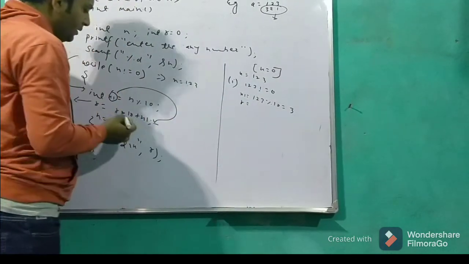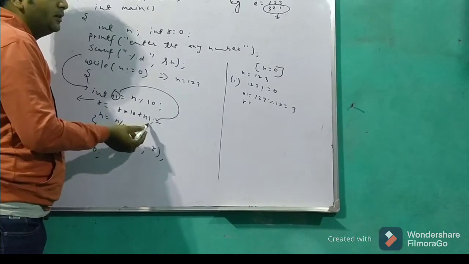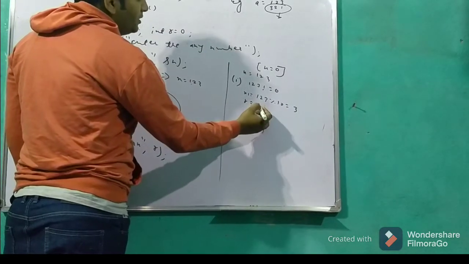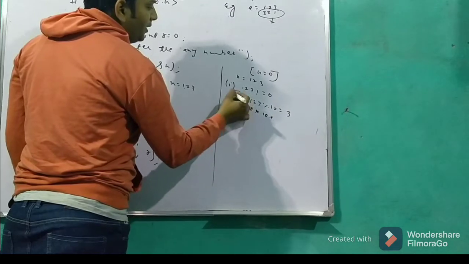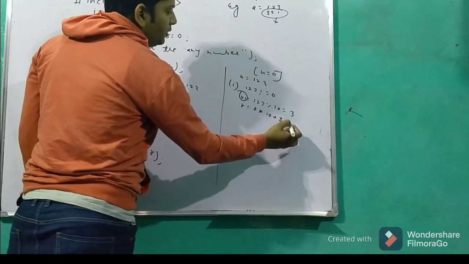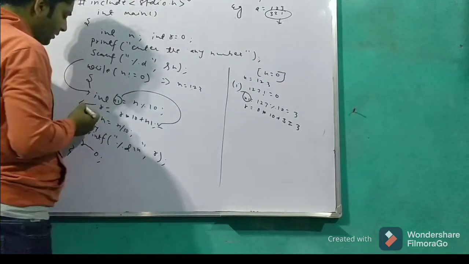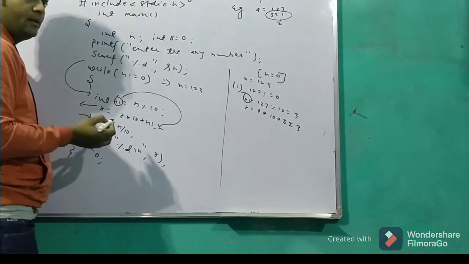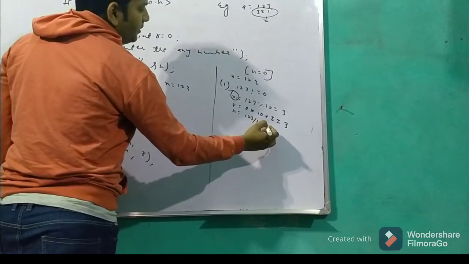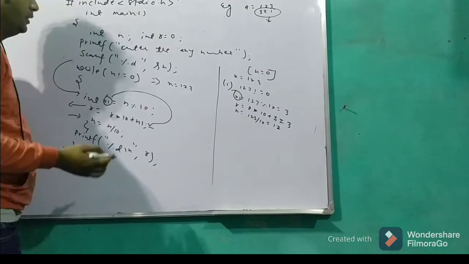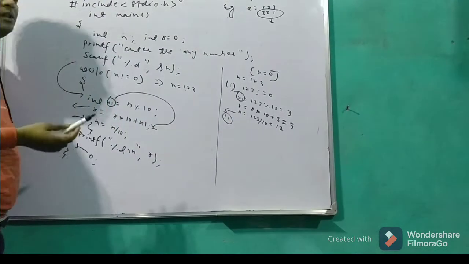The next step: r equals r into 10 plus the remainder. Starting, we initialized r as 0, so 0 into 10 plus 3, finally we get 3. The next step is to divide n by 10. 123 divided by 10 gives 2, which is not 0. Again it is going to check the second iteration.